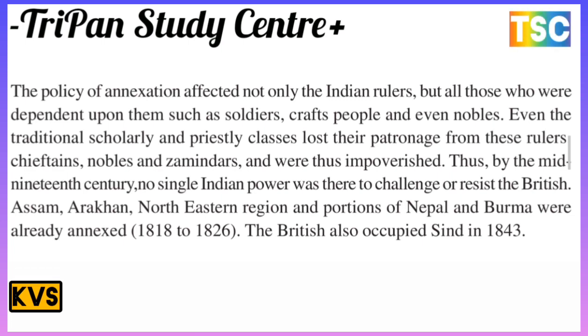And thus by the mid-19th century, no single Indian power was left to challenge the British. Assam, Arakan, the northeastern regions, and parts of Nepal and Burma were already annexed from 1818 to 1826. The British also occupied Sindh in 1843. This is the most important period of time here.